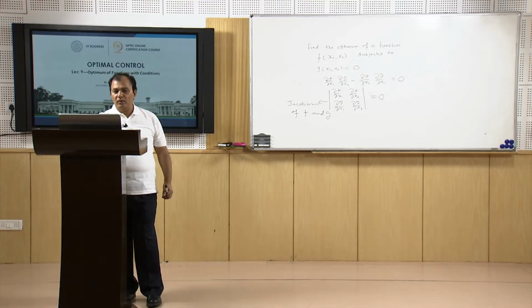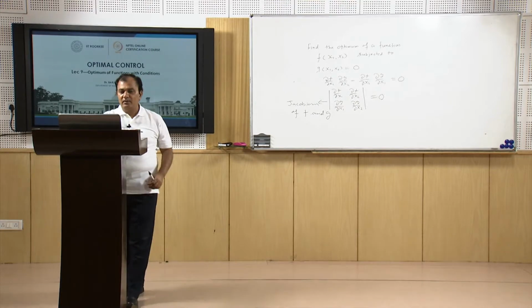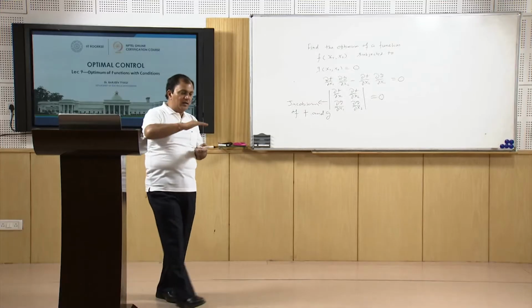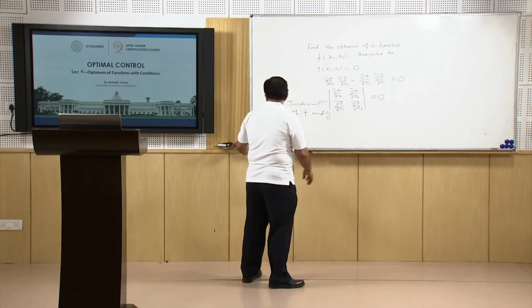So, my problem here is given as: a manufacturer wants to maximize the volume of the material stored in a circular tank, subjected to the condition that the material used in the tank is constant. Thus, for a constant thickness of the material, the manufacturer wants to maximize the volume, and hence it has to reduce the cost. So, in a given material, if I increase the volume, this means I can reduce the storing cost.